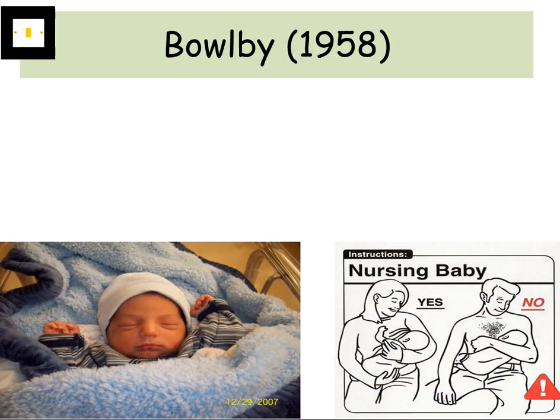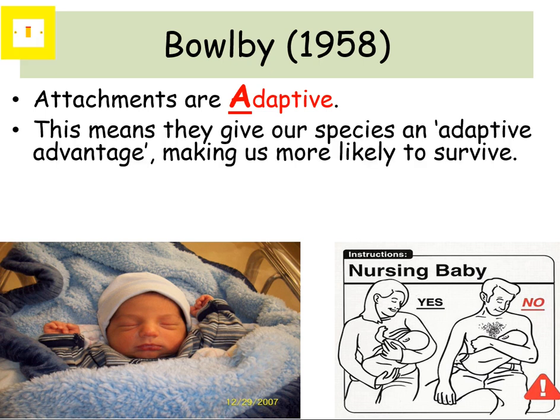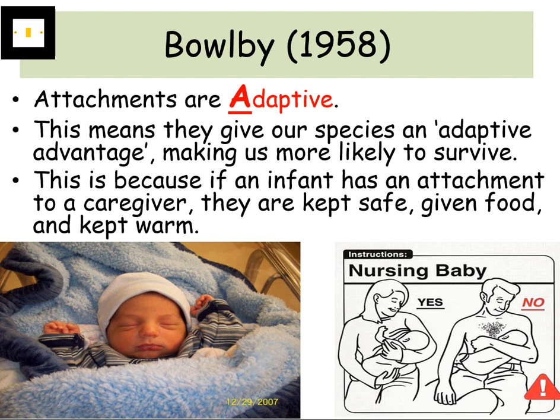So now we're going to go through those. And here is Bowlby's theory, the main part of it, and this is his monotropic theory. First of all, he says, number one, attachments are adaptive. What does that mean? It means they're useful. We have an attachment because it makes us more likely to survive. If we don't have one, we won't survive.